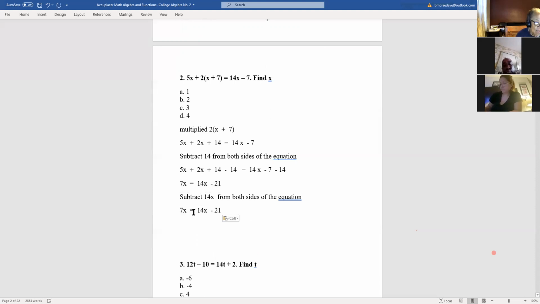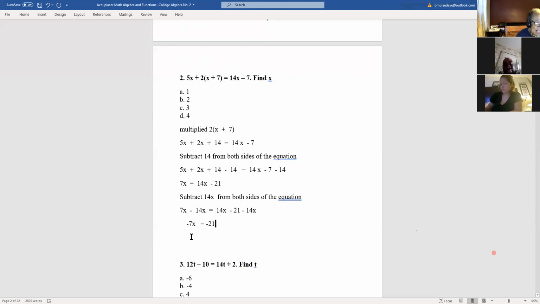Okay, so we're subtracting 14x from both sides. So this would be minus 14x, and on the right side, we're subtracting 14x. Now, what do I get on the left side? What's a 7x minus 14x? Minus 7x. Don't throw away the x now. Minus 7x. Now, what do I get on the right side, Latoya? Minus 21. Now, what do I do next?